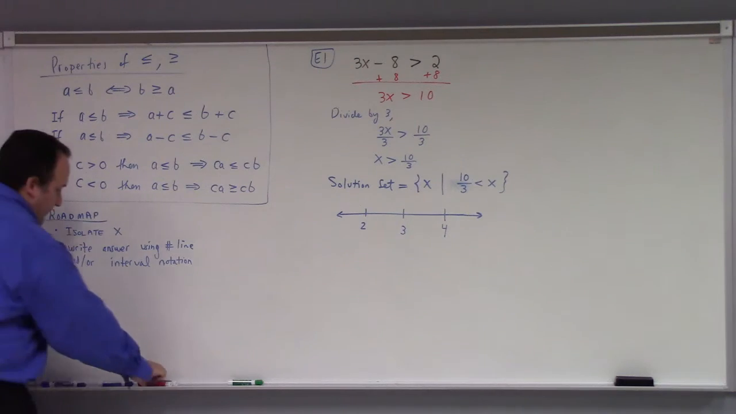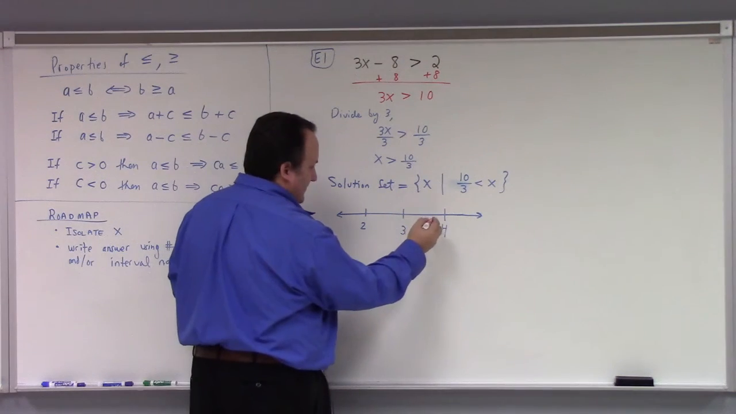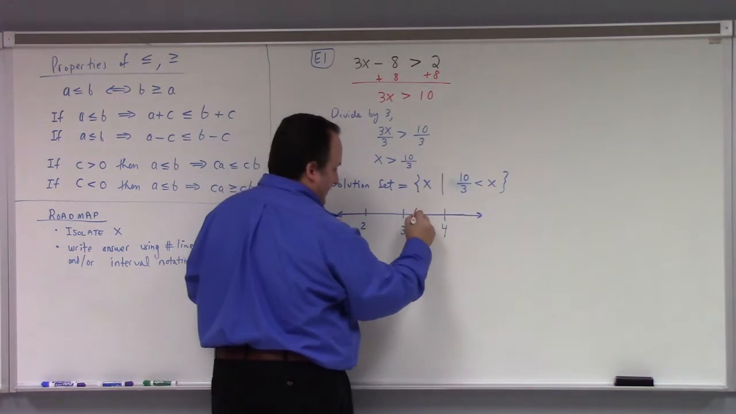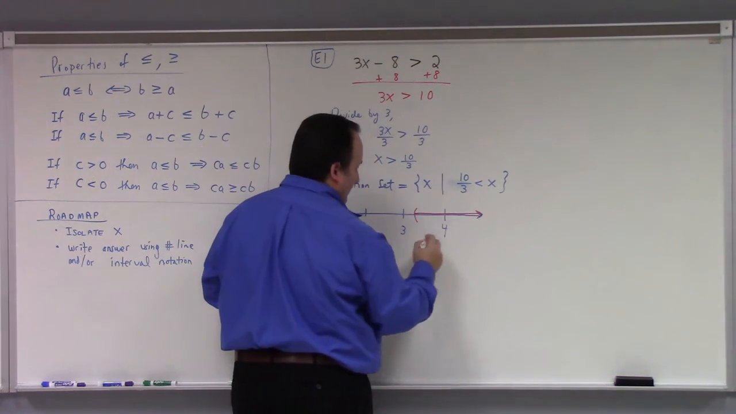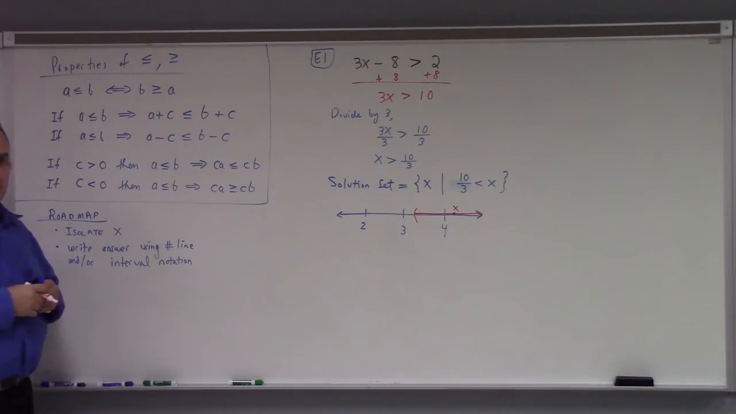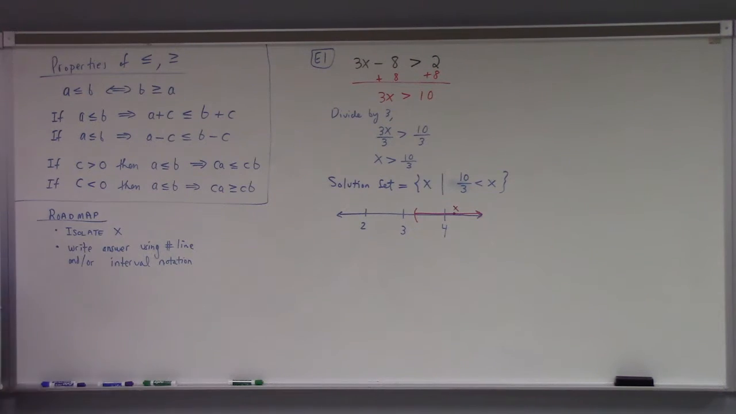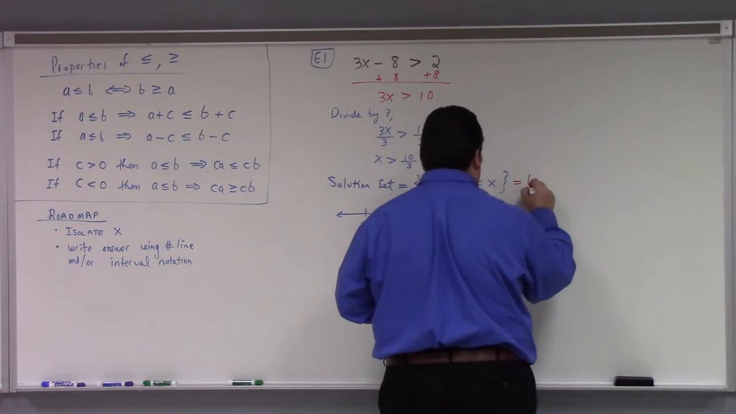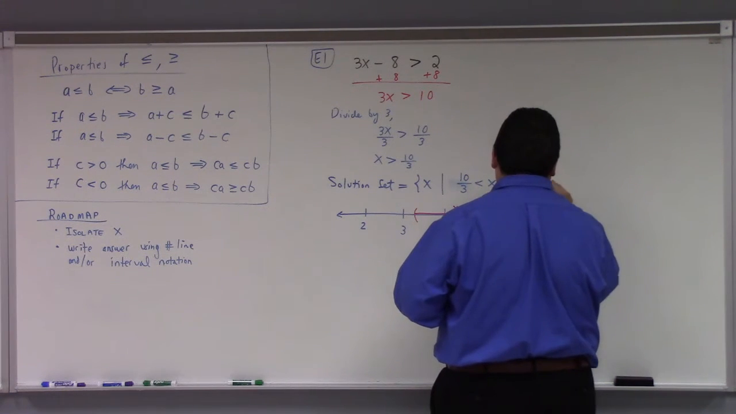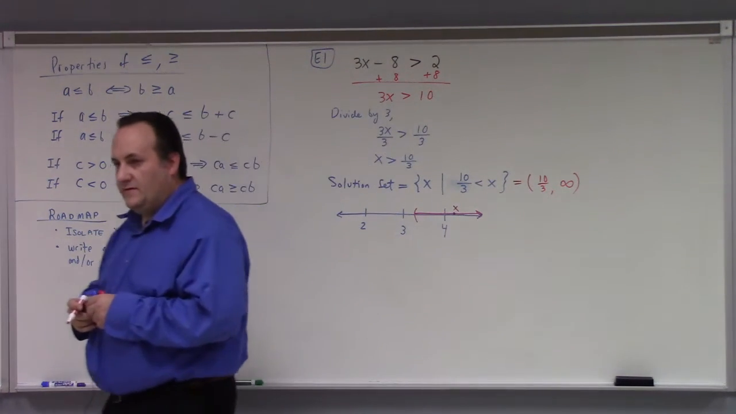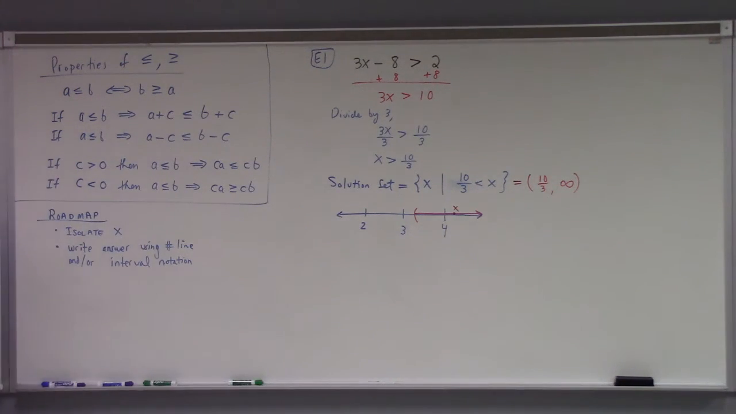So pictorially, this looks something like x is bigger than 10/3, right? So it's like this. X is over here somewhere, right? So that's a number line picture of the solution. What's the interval? This is equal to 10/3 to positive infinity. There you go. So 3 different, well, arguably 4 different ways to write the answer, right?